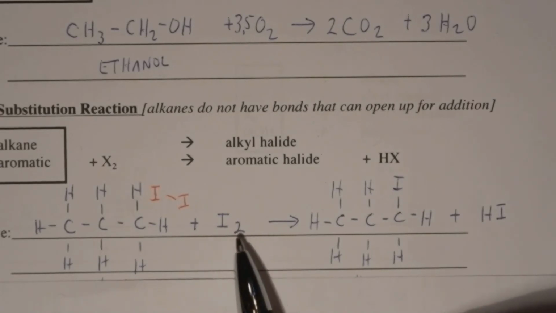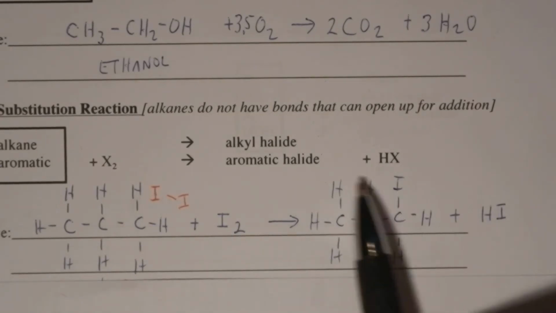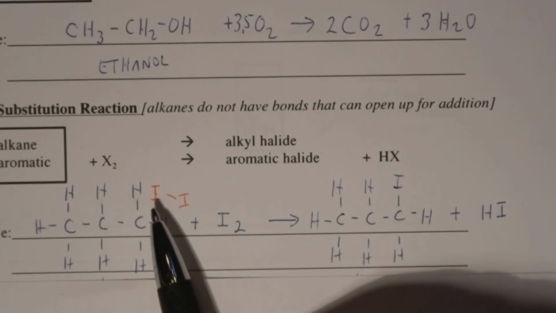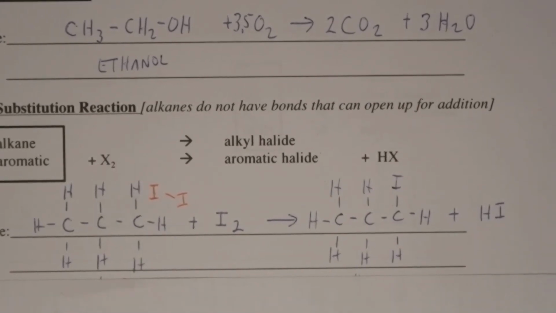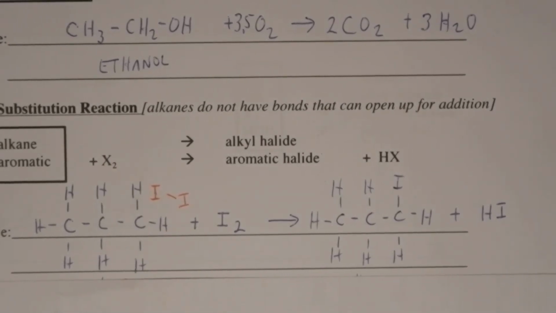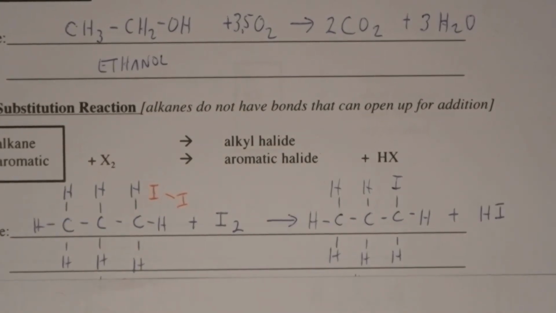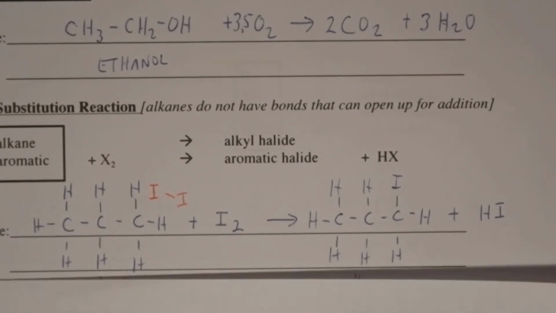So even though we have two iodine atoms, only one ends up on the structure and one is taken away by the hydrogen that's been displaced. So we start with two reactants, two products. That's one thing that's true of substitution.